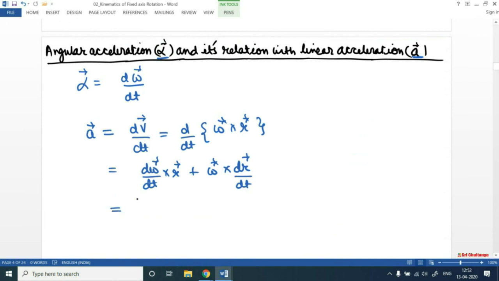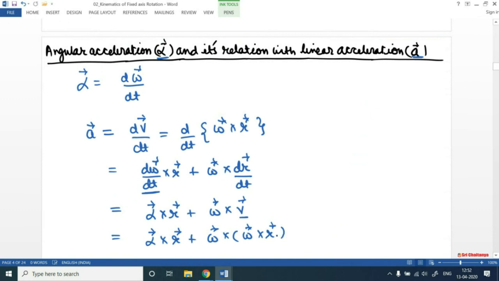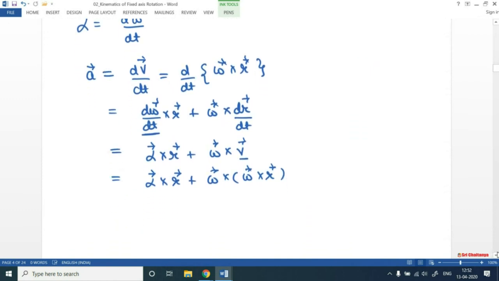So this gives us d omega by dt. We have already defined it as alpha, so that will become alpha cross r, and dr by dt is nothing but v. Rewriting this equation, we can say alpha cross r plus omega cross v, and v was nothing but omega cross r, we already established. Now let's look at this omega cross omega cross r vector.